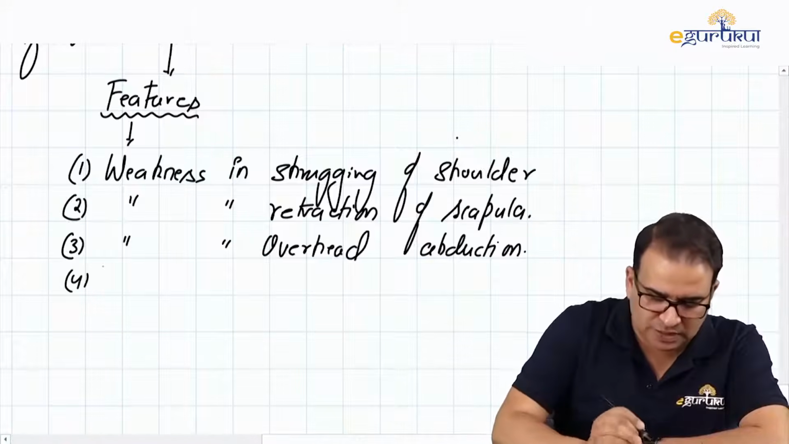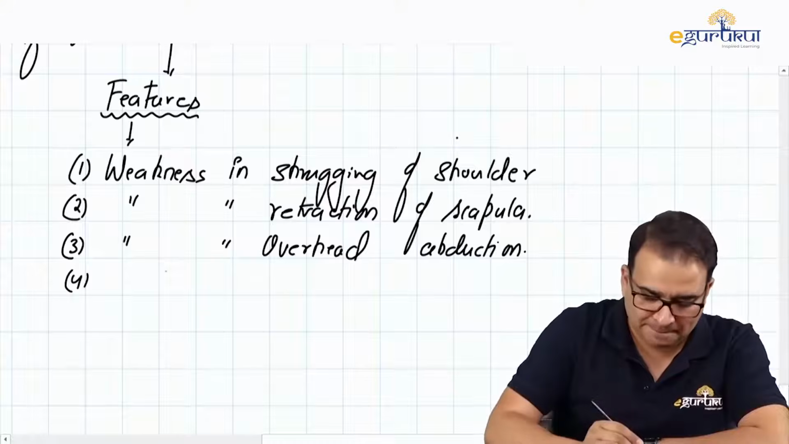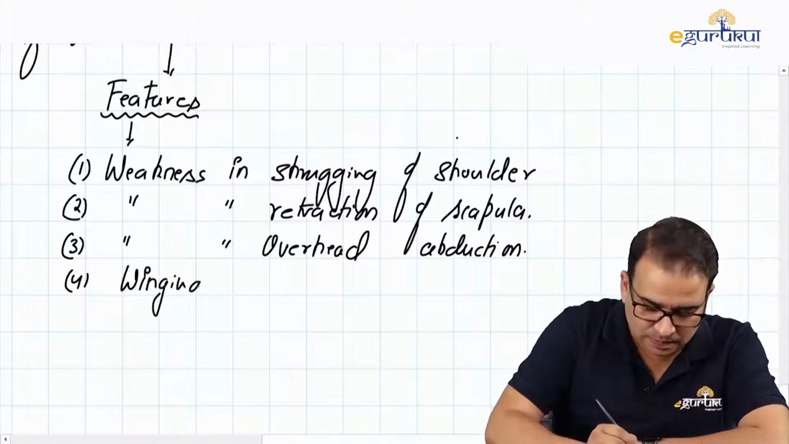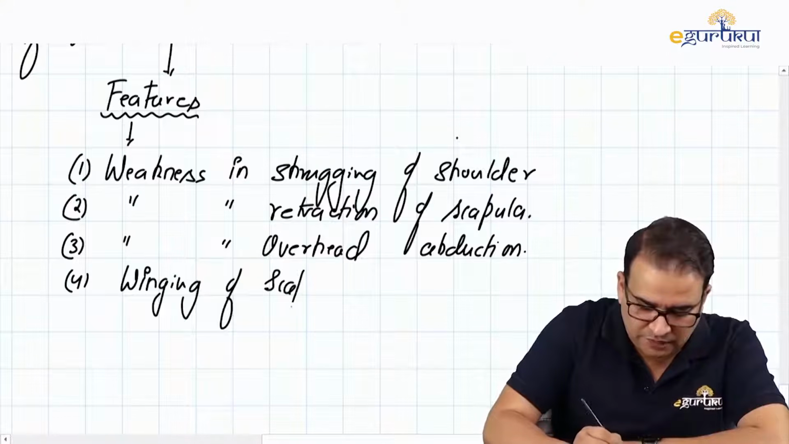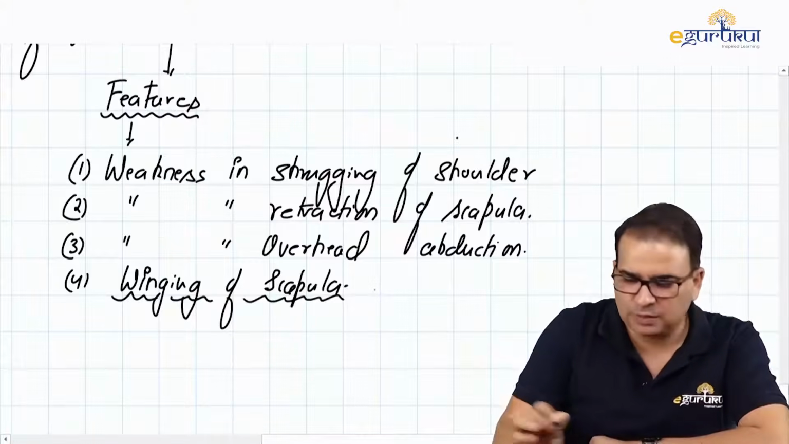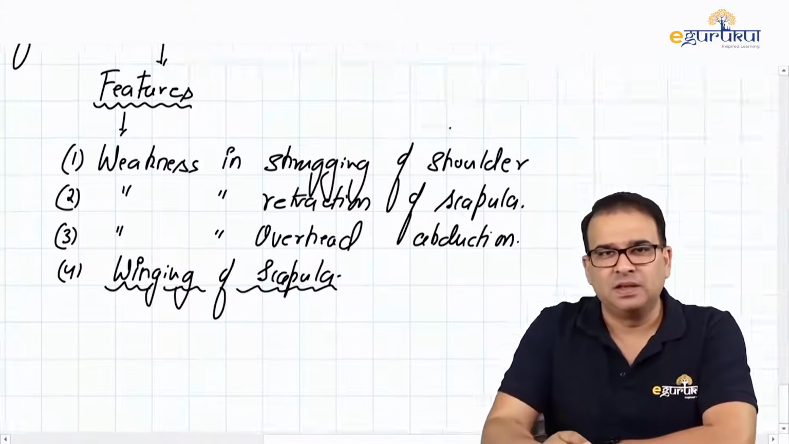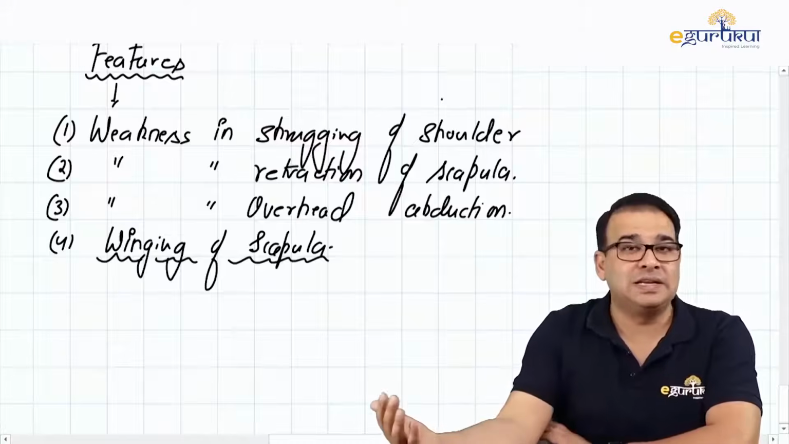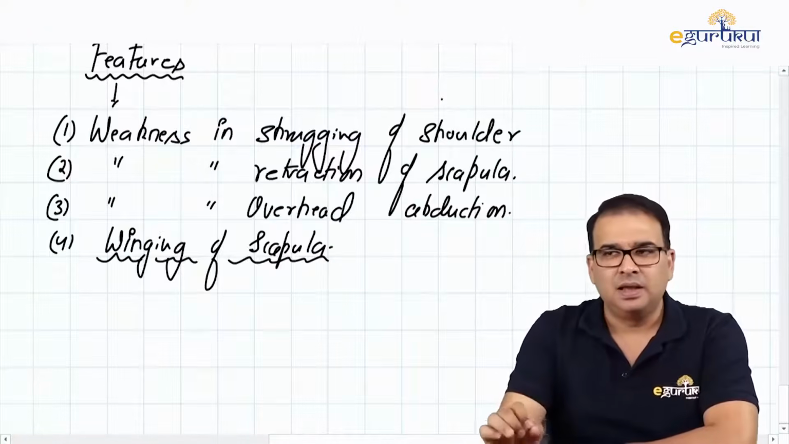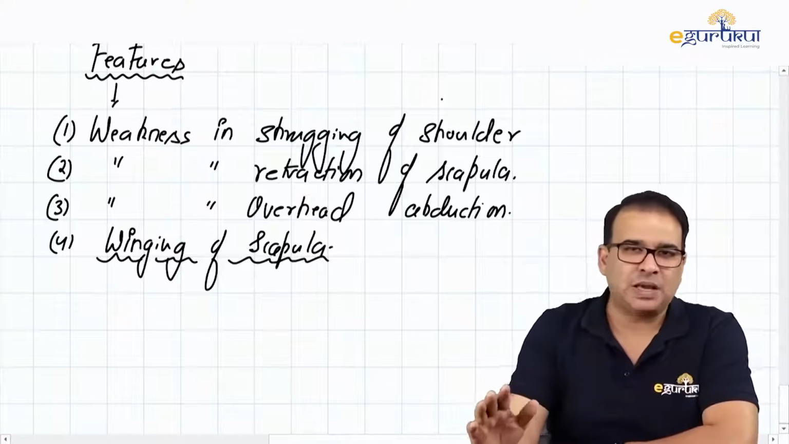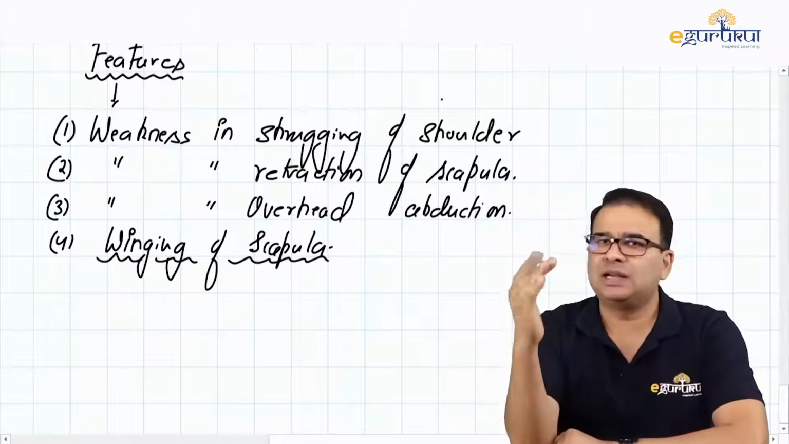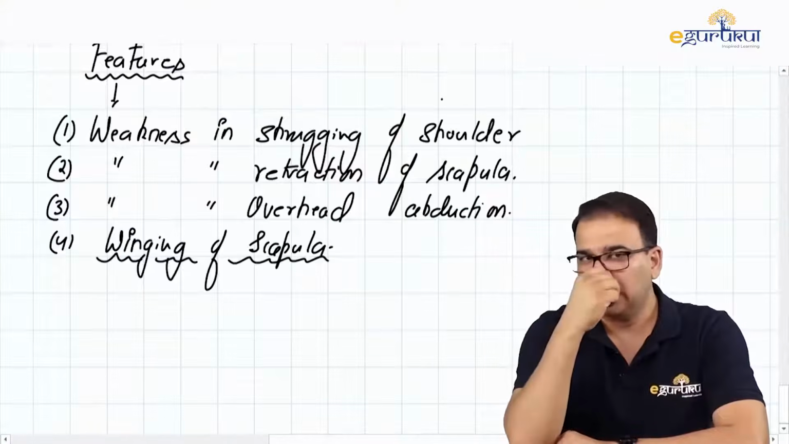And the fourth point, which may surprise a few of you, is that it can also lead to winging of scapula. Now you might say that winging of scapula is because of long thoracic nerve injury. Winging of scapula is there when the serratus anterior muscle or the long thoracic nerve is involved. Correct, agreed. Guys, what do you mean by winging of scapula? Winging of scapula is when the medial border of the scapula pops out from the thoracic wall. It looks like a wing coming out here.